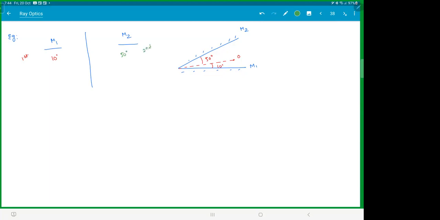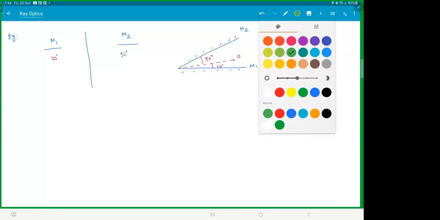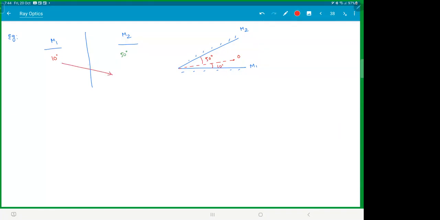This is the first image on M2. You can say second image. So this plus 60 will give me 70. 70 plus 60 will give me 130. 130 plus 60 will give me... 70, 10 plus 70, 70 to 130, 132. It will exceed 180, so we don't count.